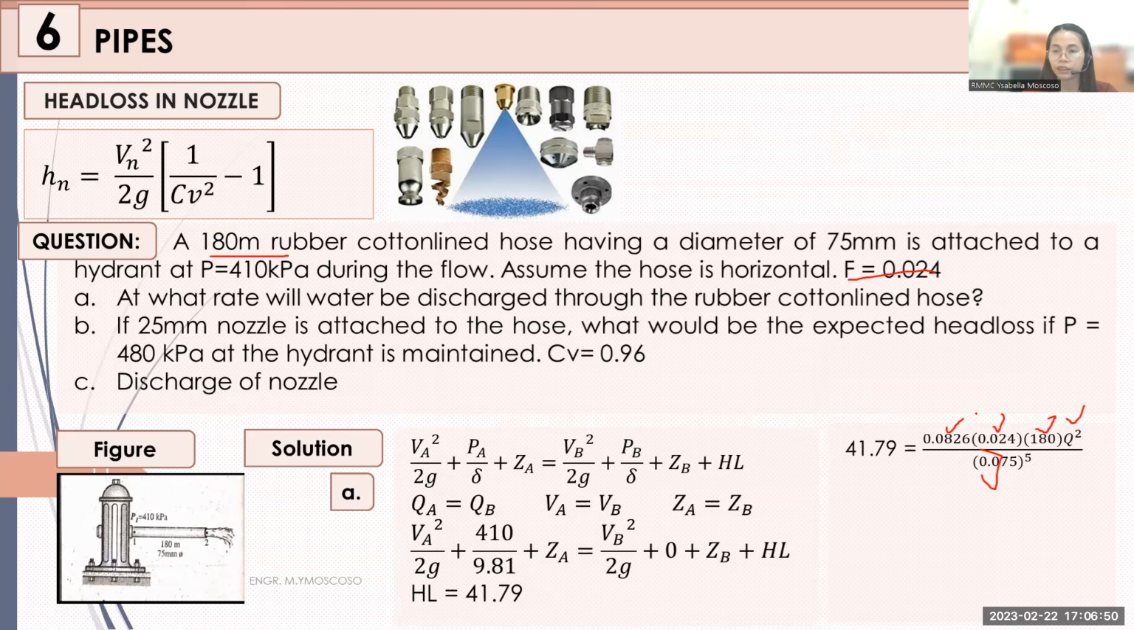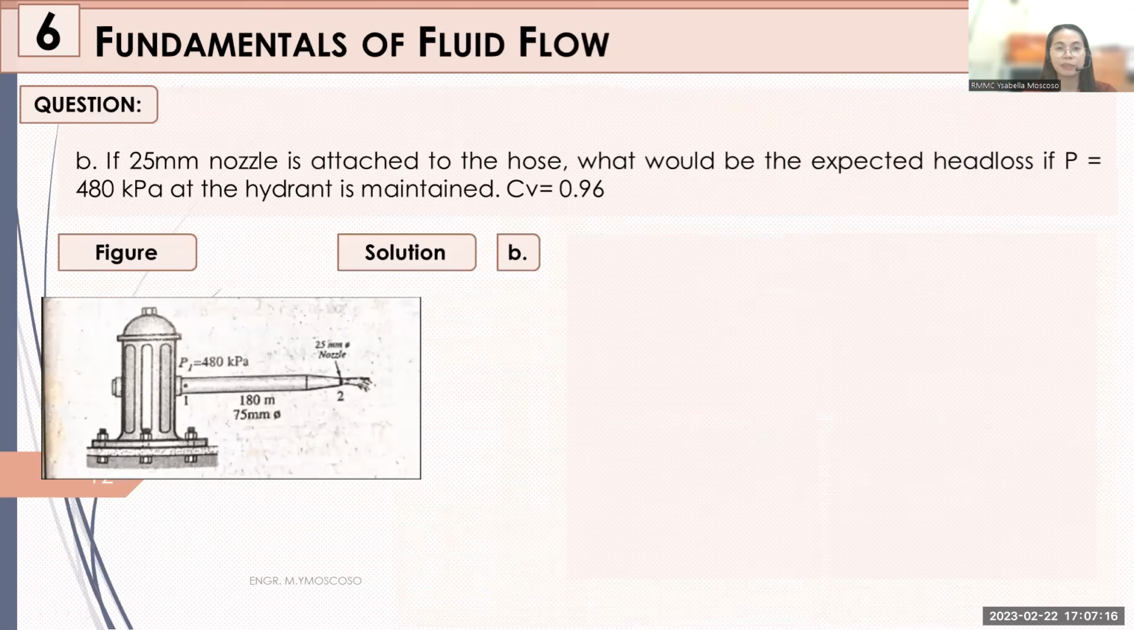So 0.075 from millimeter, convert natin to meters. By doing that, by using your calculator, can you check if the value is 0.016? And again, the unit for your discharge is in cubic meters per second. Okay, I hope I'm making sense so far. Okay, so let us proceed to your question letter B.